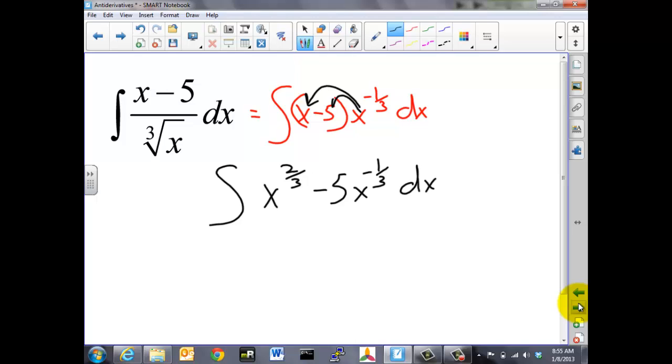I'm adding negative 1/3 plus the exponent on this x, which is 1. That's 2/3. There's nothing there for the 5, so I just distribute it. Now, I don't have any binomial distribution to deal with there. What do I need to do now? I can integrate that puppy. How do I integrate x to the 2/3?